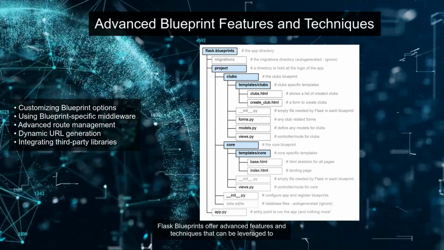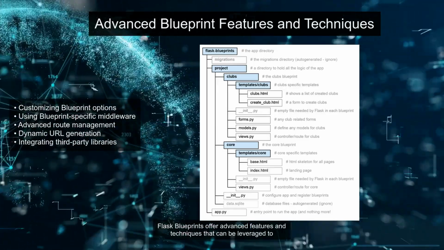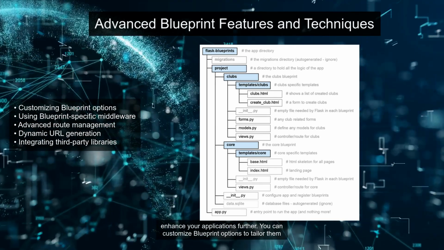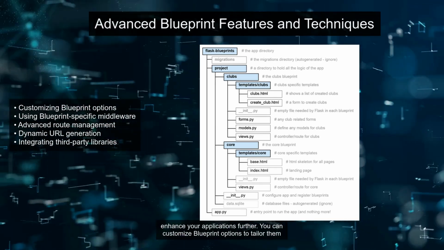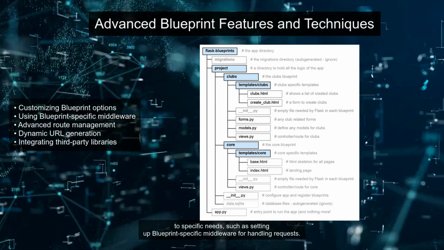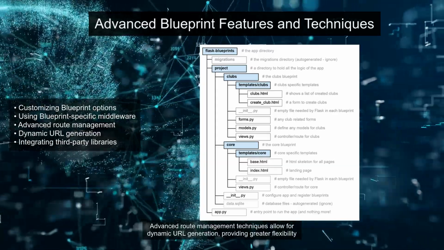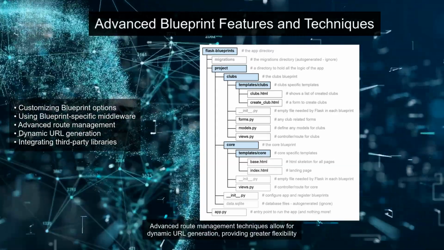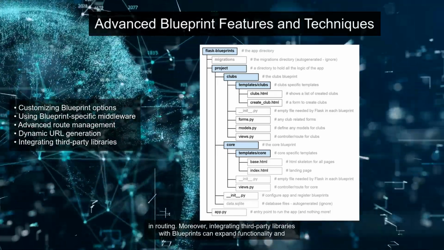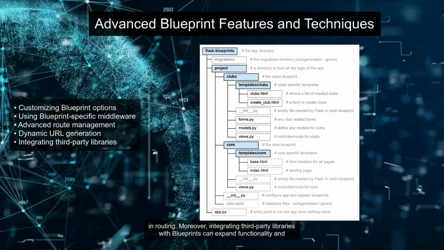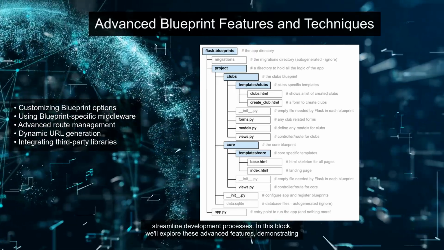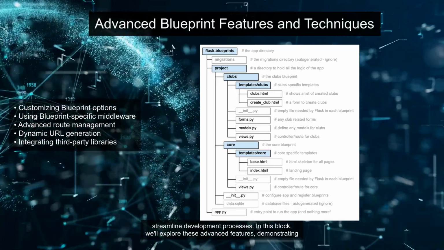Flask Blueprints offer advanced features and techniques that can be leveraged to enhance your applications further. You can customize blueprint options to tailor them to specific needs, such as setting up blueprint-specific middleware for handling requests. Advanced route management techniques allow for dynamic URL generation, providing greater flexibility in routing. Moreover, integrating third-party libraries with blueprints can expand functionality and streamline development processes.